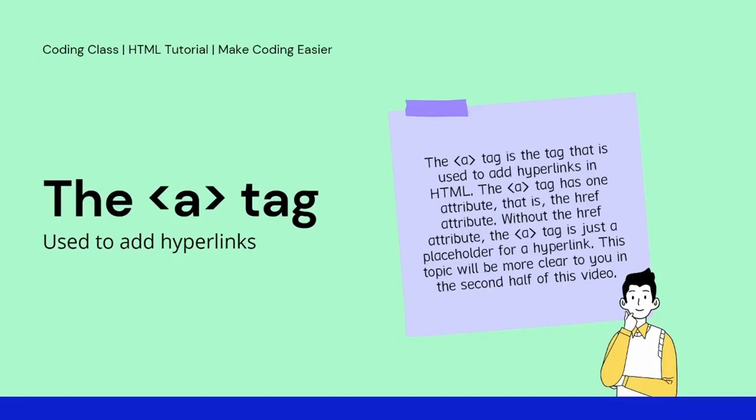To add hyperlinks, we use the A tag. The A tag has one attribute, that's the href attribute. Without the href attribute, the A tag is just a placeholder. It's an empty holder, so you have to give it something. This topic will be more clear for you in the second half, that is the practical section.